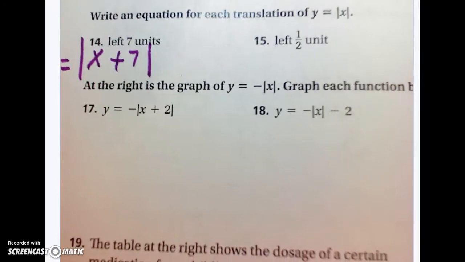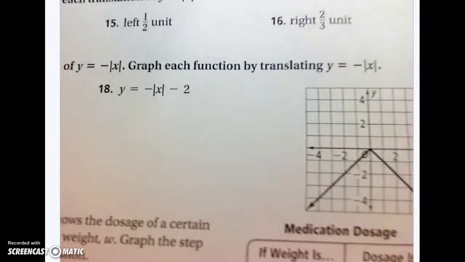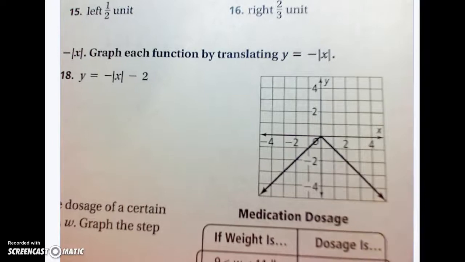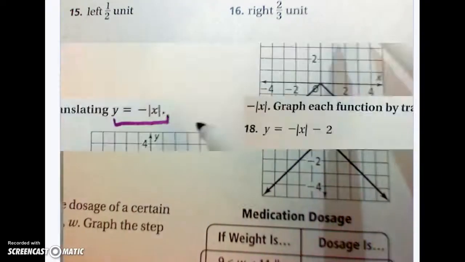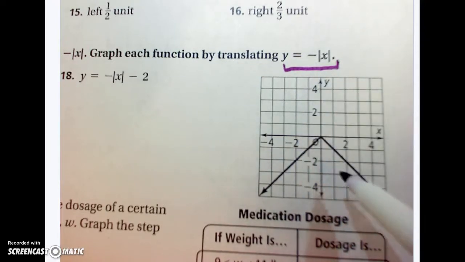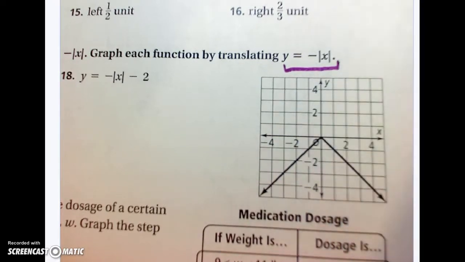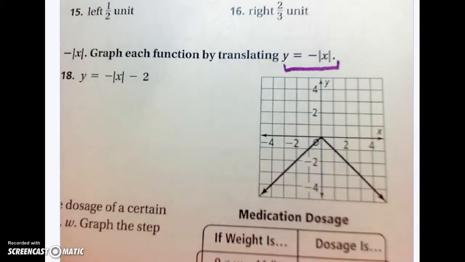Number 17, at the right is a graph of y is equal to the negative absolute value of x. So if you look at it, look what happened. The negative flipped it upside down. But it's still a V, but it's upside down. So the negative outside the absolute value had the power to do that.